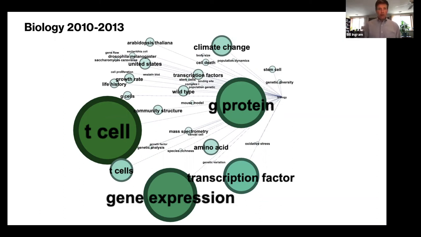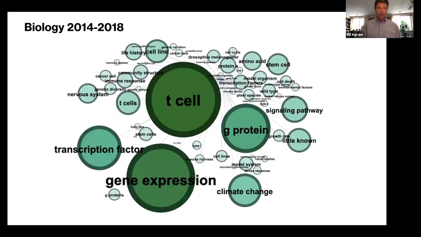Again, nothing else too surprising in this. Finally, the last of the bio stuff, this gene expression, of course, just keeps showing up. T cells have just gotten bigger and bigger, stem cells were another one that I saw sort of arise through the data. I need to hurry up.